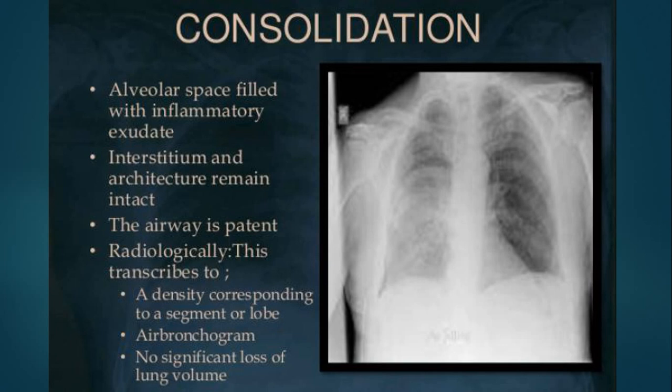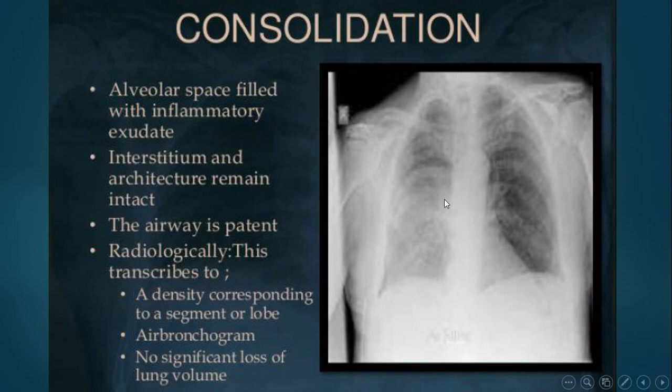exudate. So, how can we see that radiologically? There will be a density corresponding to the segment or the lobe that is involved. Whichever segment or lobe is involved, there will be increased density. Not always, but sometimes we can see air bronchogram. There is no significant loss of lung volume. Keep it in mind, the lung volume is preserved. There is no loss of lung volume. Okay?